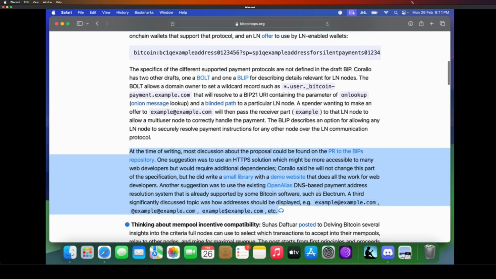Another suggestion was to use the existing OpenAlias DNS-based payment address resolution system that is already supported by some Bitcoin software such as Electrum. A third significantly discussed topic was how addresses should be displayed. For example, these are the three formats that were discussed.